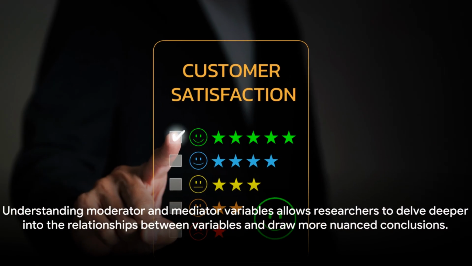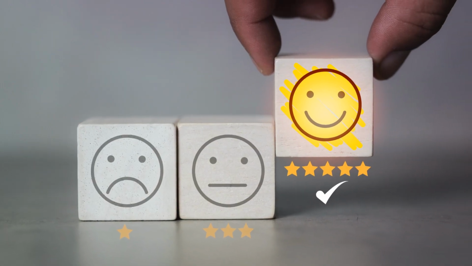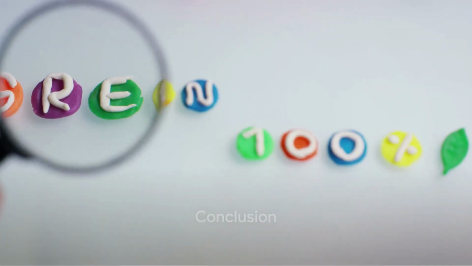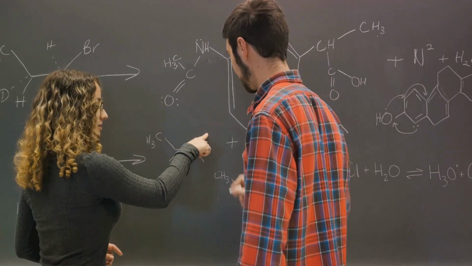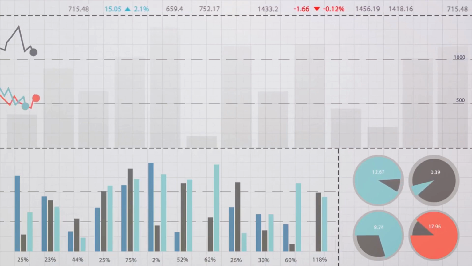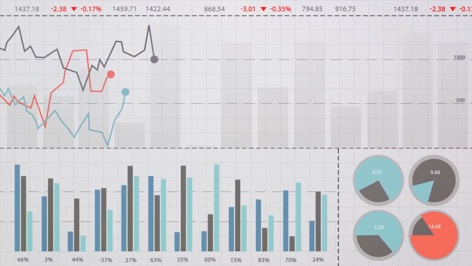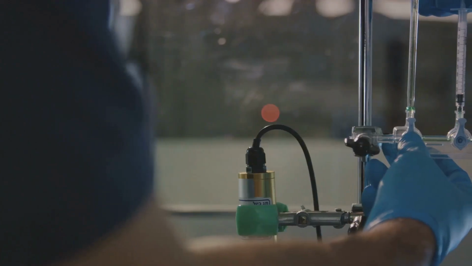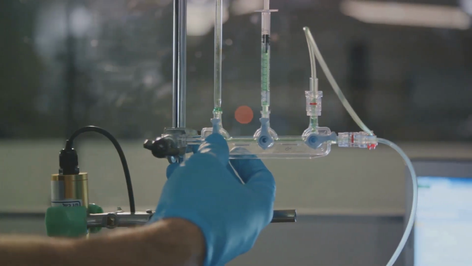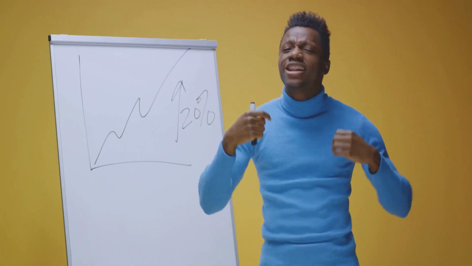Understanding moderator and mediator variables allows researchers to delve deeper into the relationships between variables and draw more nuanced conclusions. So, there you have it. A brief overview of the different types of variables in research. We've covered independent and dependent variables, the key players in any research study. We've delved into categorical variables, which represent categories or groups, and continuous variables, those that can take any value within a given range. We've also explored control variables, which are kept constant to isolate the effect of the independent variable, and extraneous variables, those unintended ones that may introduce error or bias.